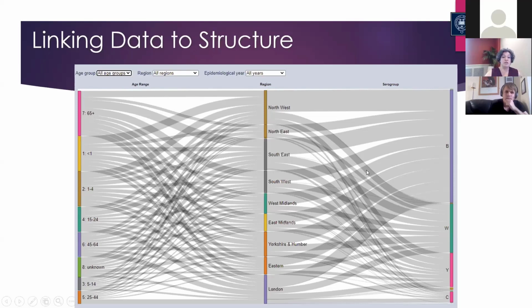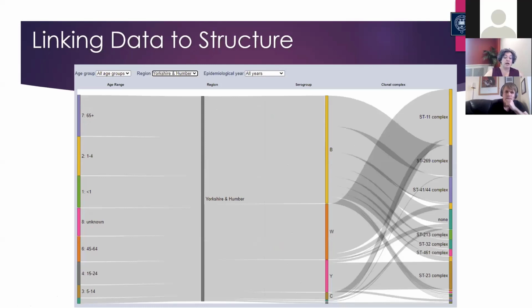For example, if you wanted to look at a specific region, you click on the region bar here, and the example I've got is Yorkshire and the Humber. If you're a clinician or a public health authority or agency in that region, you can look specifically at the data in your region, and we can see over the years what has been the most prevalent capsule group. This example also provides the clonal complexes, so it can give public health a lot of information about the context in which their isolates could occur.